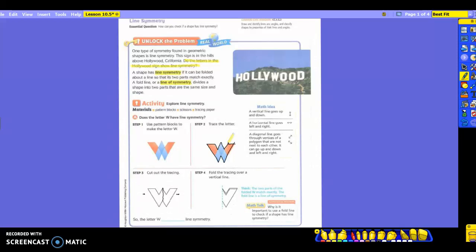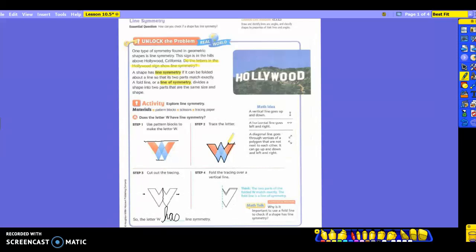So down here, the letter W has line symmetry. The two parts of the folded W match exactly. That means we have a line of symmetry. So if you were to take this shape and I would say, draw a line of symmetry, where would you have drawn it? Straight down in the middle. Could I have drawn it any other way and it still work? No. If I did a horizontal line, would it have worked? No, because if I fold from top to bottom, it looks as if this is wider here than it is here, correct? So I couldn't have folded that direction.